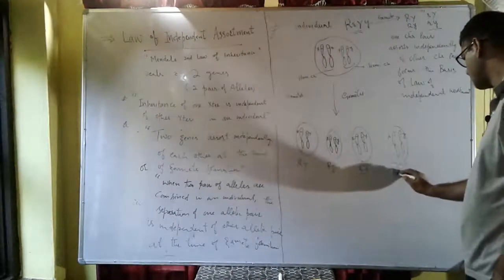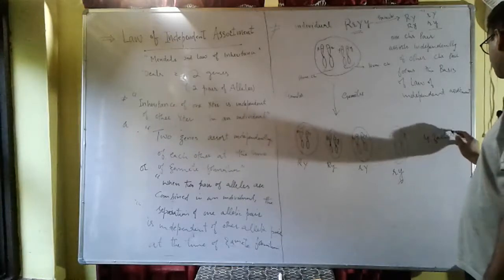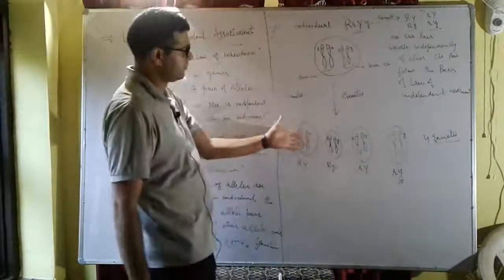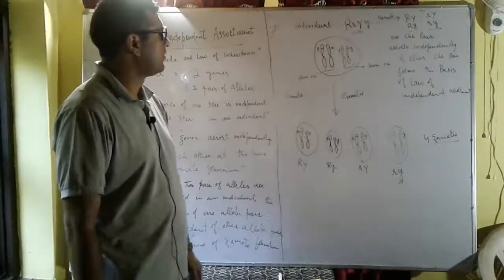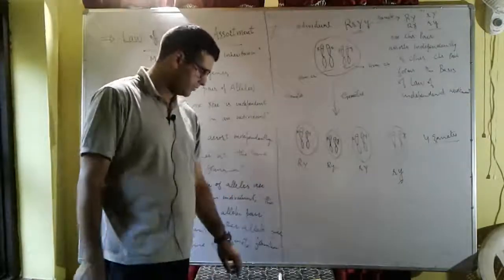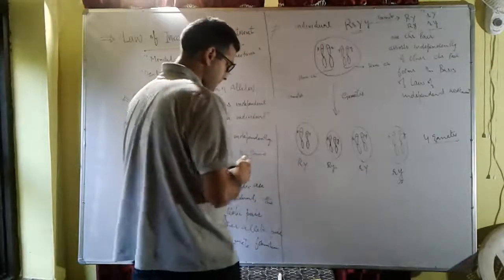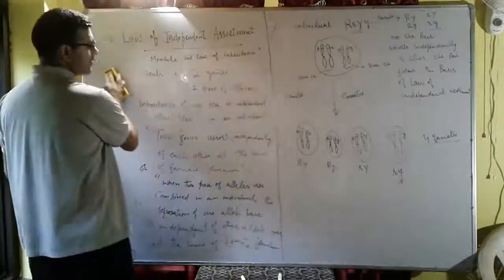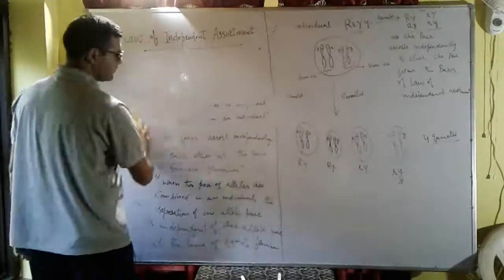So obviously this is small r, small y. Four types of gametes, 4 gametes. So this chromosomal separation forms the basis of the law of independent assortment. Now, this law of independent assortment is explained by means of a dihybrid cross.